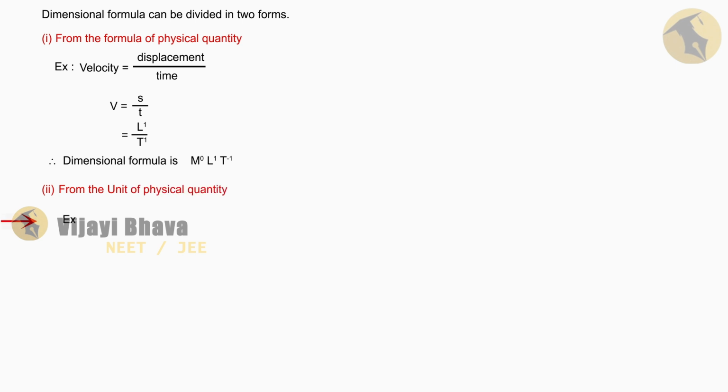We'll take an example here and check it out. Acceleration. The actual unit for acceleration is meter per second square. Meter has a dimensional formula L1 and second square has a dimensional formula T2. Thus the dimensional formula of acceleration can be written as L1 T minus 2. Therefore, the dimensional formula of acceleration becomes M0, as we don't have a quantity representing mass in the above equation, L1 T minus 2. So, this is how to derive dimensional formula of different physical quantities.